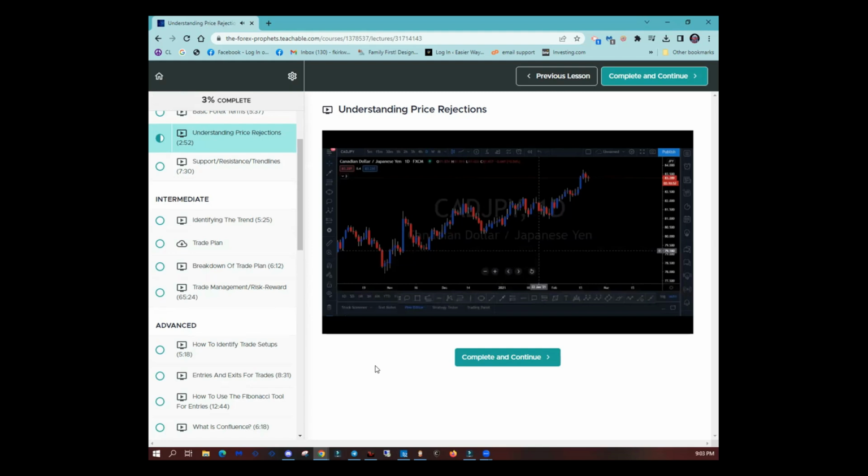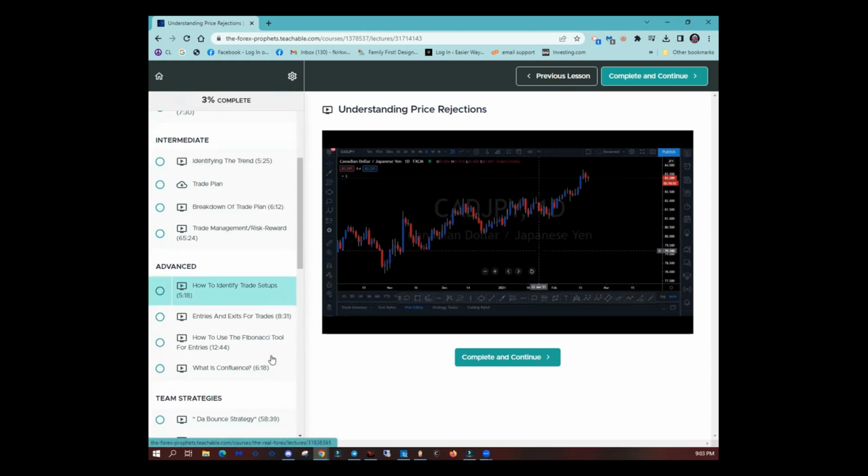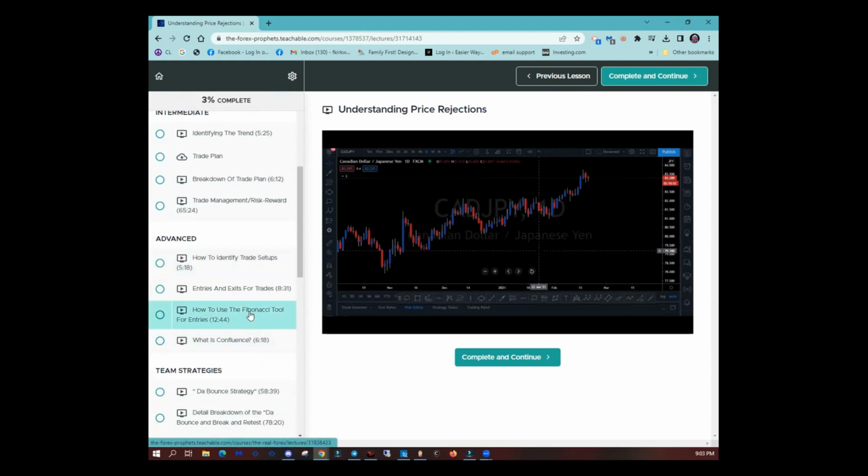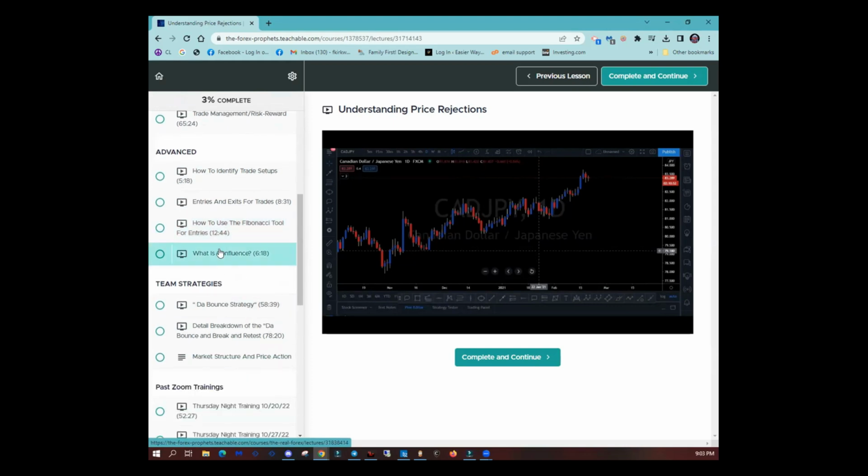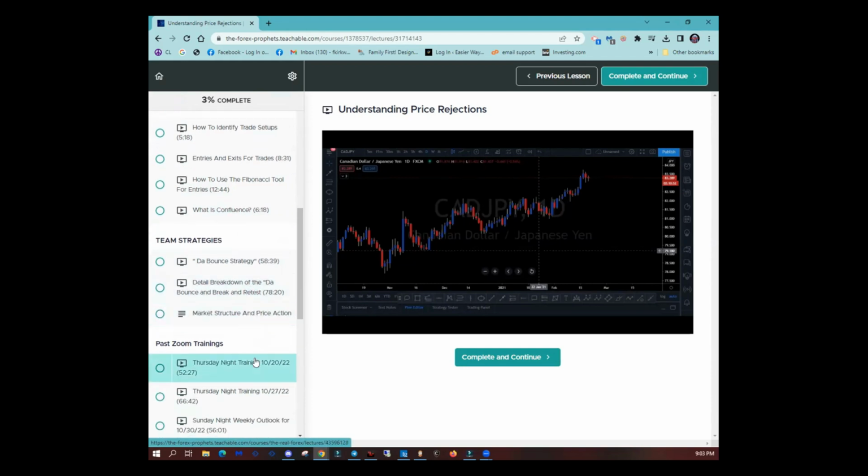So we have all that, and I do need to add a couple more, some new ones. But I do have, even down here, the advanced section: how to identify trade setups, entries and exit trades. People wanted to know how to use the Fibonacci, so I put it in there. What is confluence and stuff like that. So there's stuff in there. I think I have enough videos to get you going. You know what I mean? Okay. Right. All right.